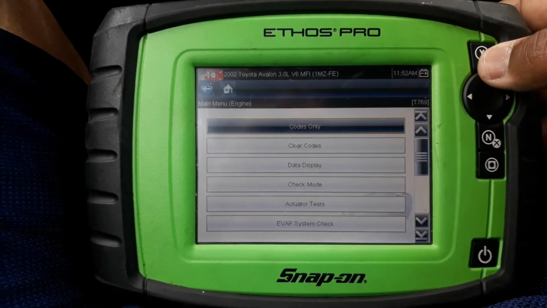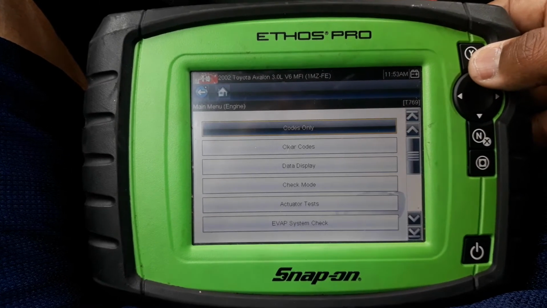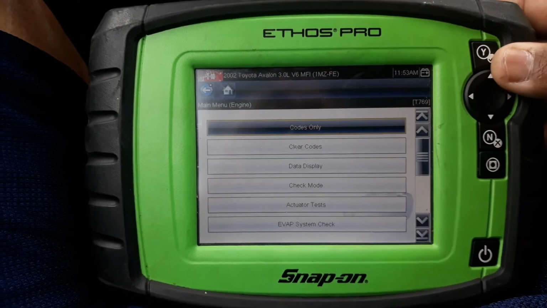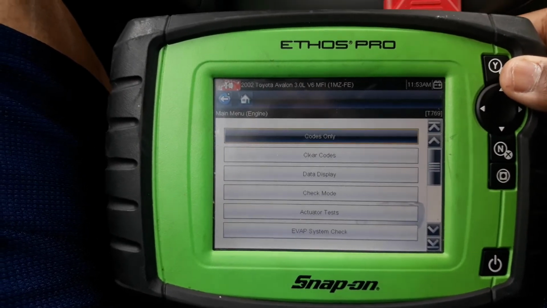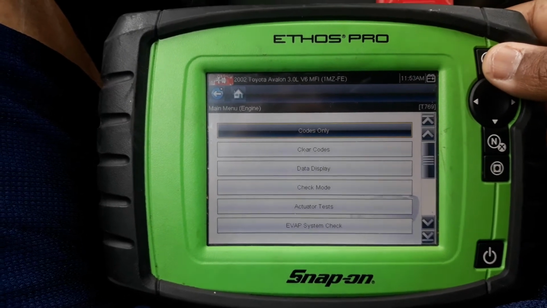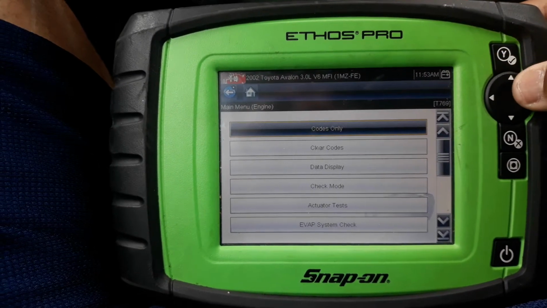Let's go into trouble codes, because this is the most practical thing, or most likely thing, that if anybody was to use this scan tool for whatever reason, that would be the first thing they'll go into. So let's check it out.